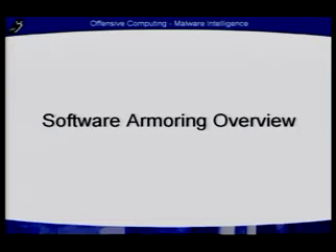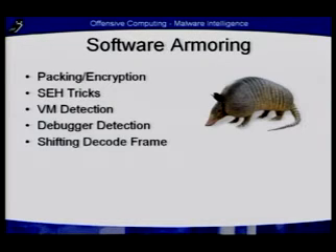Okay, so I'm going to go over the different techniques that software uses to protect itself from being analyzed. We like to call it software armoring. And this is going to be kind of a high-level generic talk about this, and then we'll dig down as we go and show some demos. So these are the main techniques that you commonly see both legitimate software and malware using to protect itself from being reverse engineered. The first most common is called packing or encryption. This is where they obfuscate the binary. We'll go into detail on each one. There's SEH tricks, virtual machine detection, debugger detection, and something called shifting decode frame.